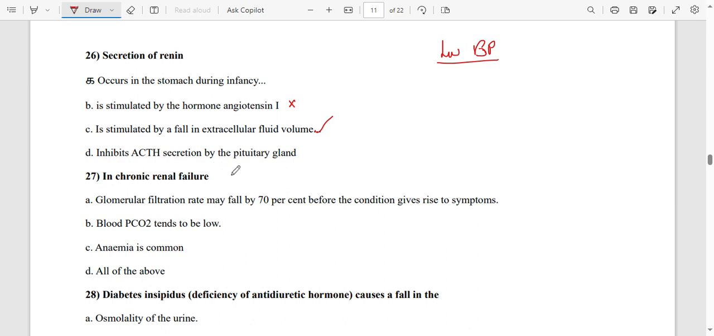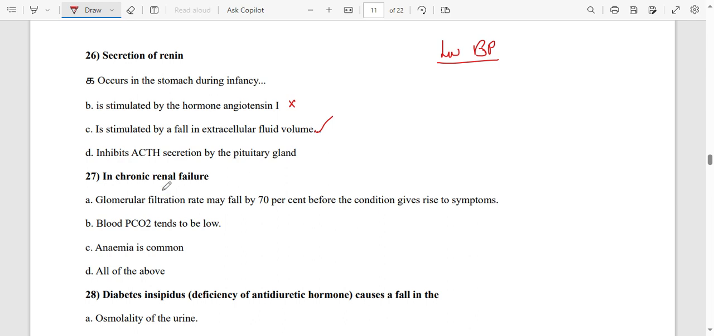Okay, so number 27. In chronic renal failure, glomerular filtration rate falls by 70% before the condition gives rise to symptoms. A, blood partial pressure of carbon dioxide tends to be low. B, anemia is common. Or all of the above. Which one would you pick for this one? Partial pressure of carbon dioxide tends to be low.